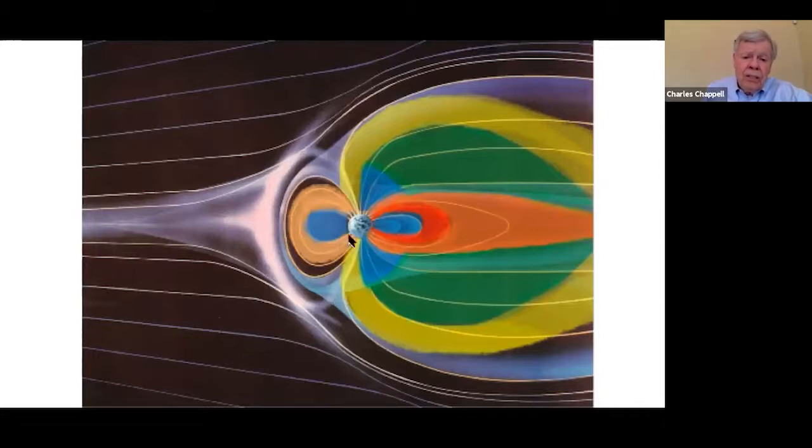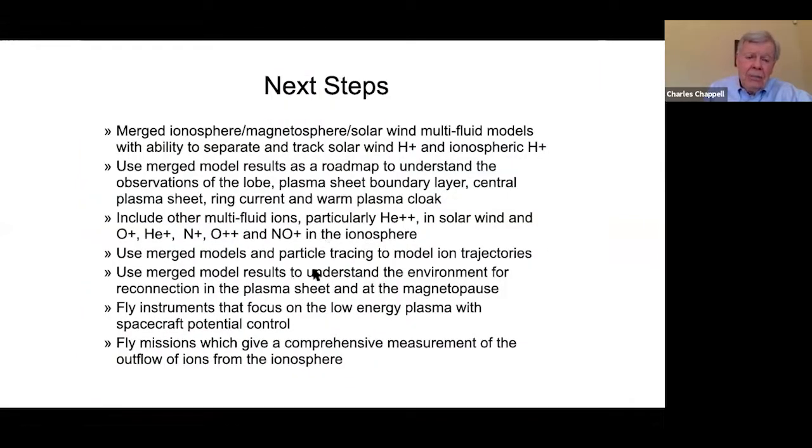So in summary, what do we want to do? We need to try to understand how the ions, and the electrons are even tougher than the ions, obviously, can be measured accurately at very low energies. But how the ions actually move through and are energized and make these regions, and how changes in Bz can cause a storm there. And our next steps need to be to run these merged models, multi-fluid, that can separate the solar wind H+ from the ionospheric H+.